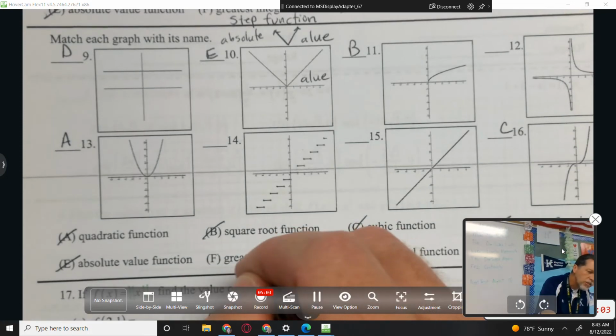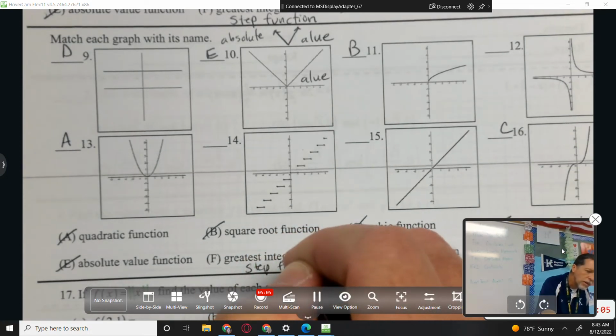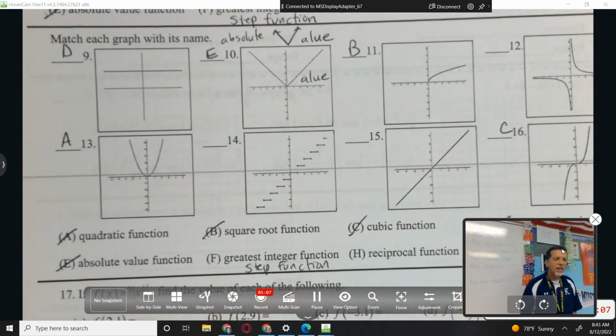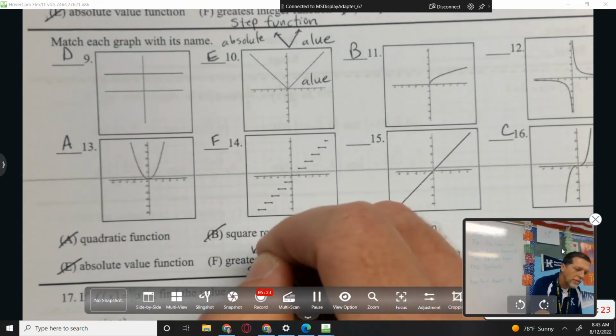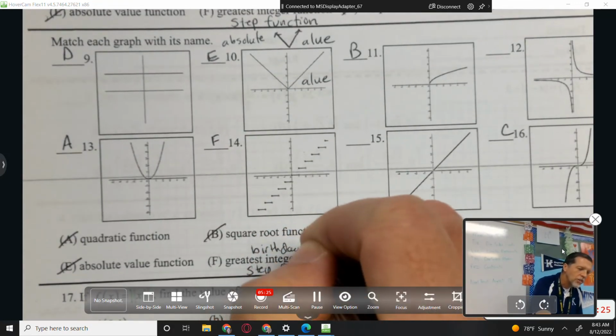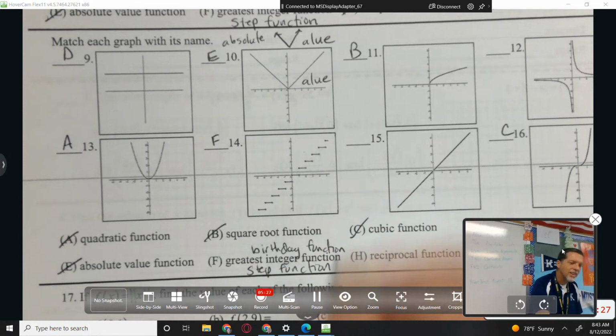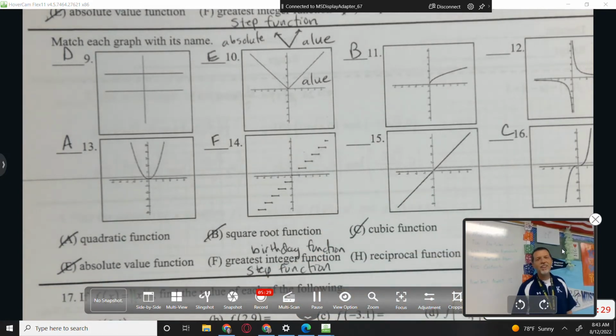Greatest integer function, we also said, is sometimes called the step function. So 14 looks like steps, and that's why it's called the step function, because it looks like steps. We'll talk about why it's called greatest integer in a moment. Oh, while we're here, I may as well give away my fun name for it later. It's also called the birthday function. Birthday function. That sounds interesting. We'll get there in a minute. Which one's the reciprocal function?